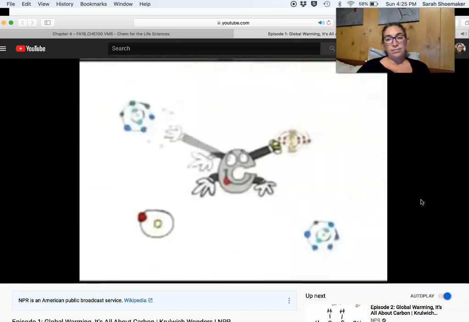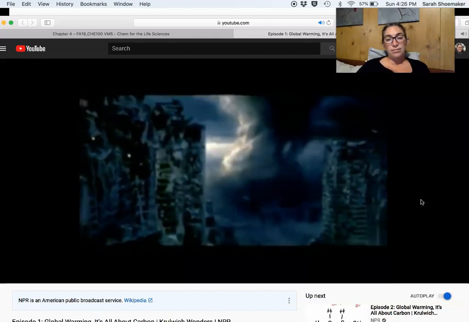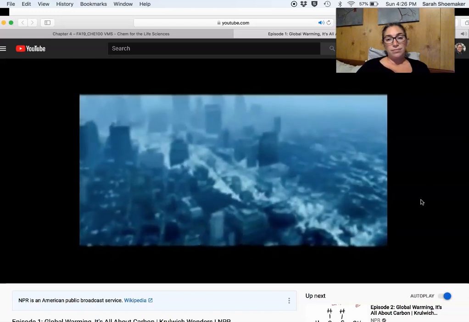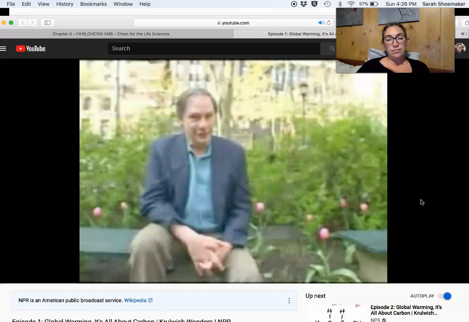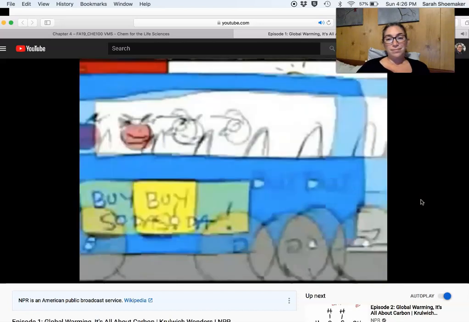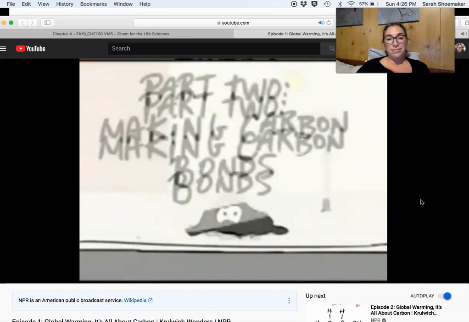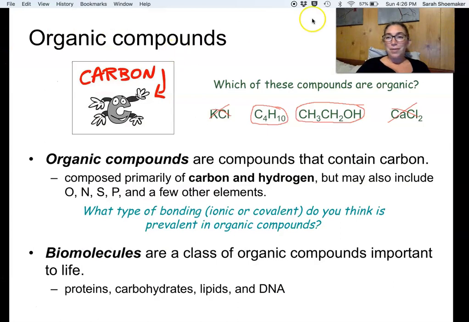But it's carbon's special ability to grab on, to grasp other atoms that is now getting us in trouble. What starts down at the atomic level can, if we're not careful, lead to big, and I mean very big, problems. And in this series, we're going to show you how. So stay tuned for Part 2, Making Carbon Bonds, Part 3, Breaking Carbon Bonds.